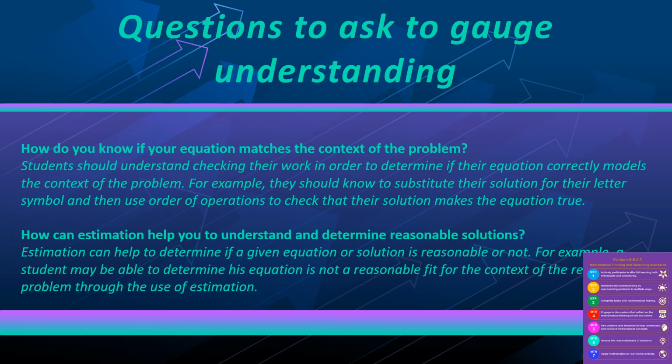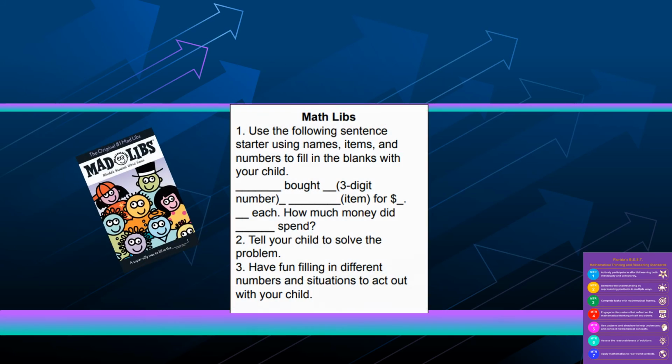Here are 2 questions you can use to gauge student understanding of problem solving. Make sure students can verbalize how they know their equation matches the problem. This should also include understanding the correct operations to use. Students should also be able to explain how they estimate before solving and determine reasonableness in the context of a given problem. These and other questions can be found on SmathSmarts.